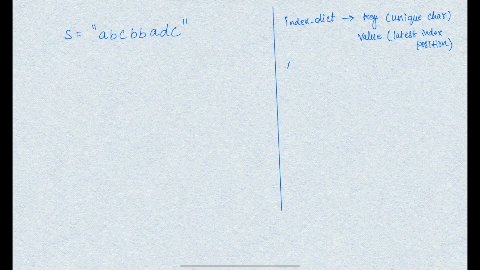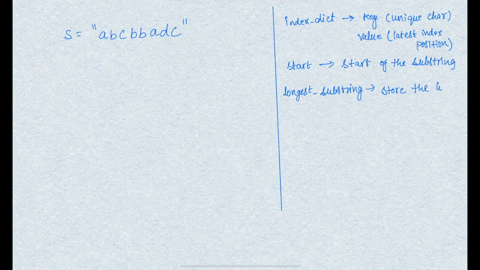And the next variable is start. This is going to mark the start of the substring, and the next one is longest substring, to store the longest substring. And the next one is I. This is used for iterating over the string.